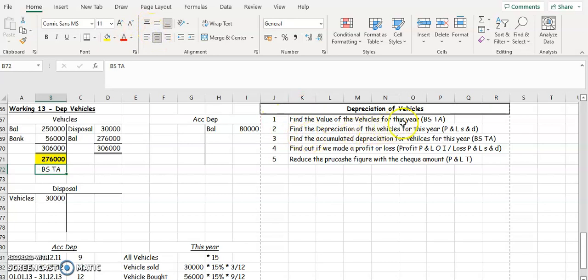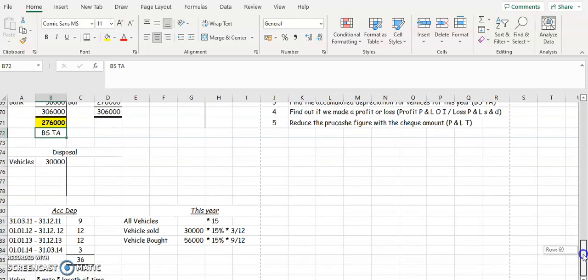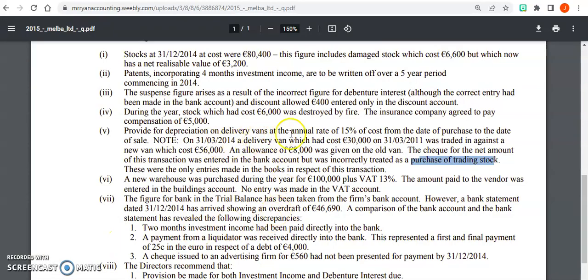Find the value of the vehicles for this year. Number 2, find the depreciation of the vans for this year. Okay, so we need to find out, and we also need to find out the depreciation of the van that was sold. So the first thing we're going to do is find out how long we have had this van for. If we look at the question, on the 31st of the 3rd, 2014, a delivery van which cost 30,000 on the 31st of the 3rd, 2011.